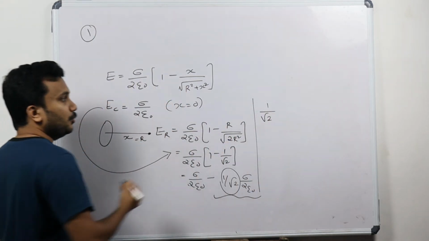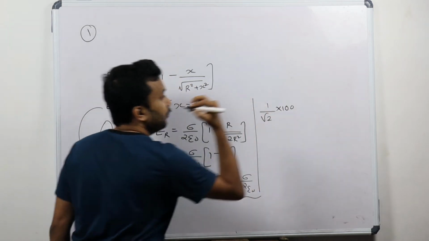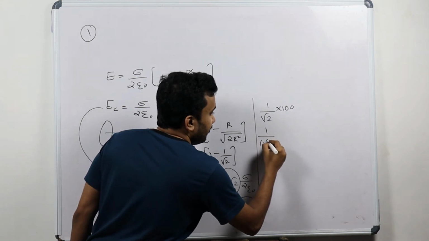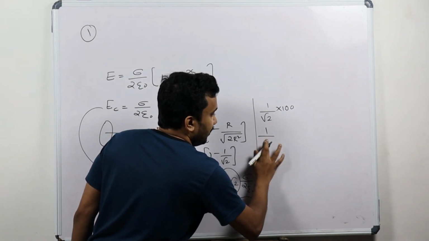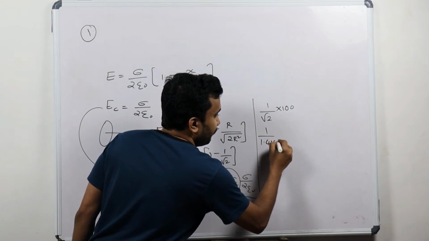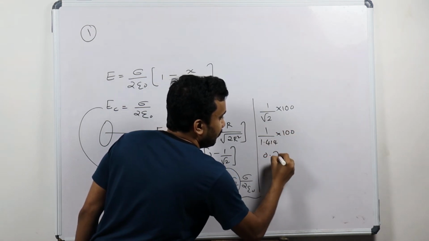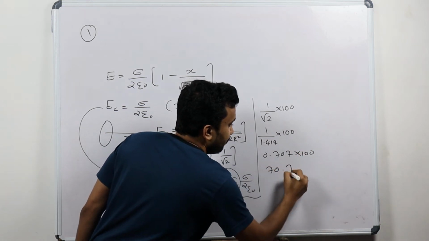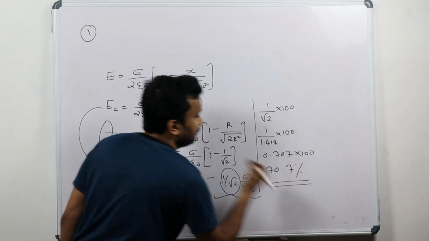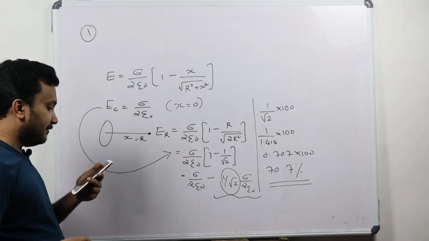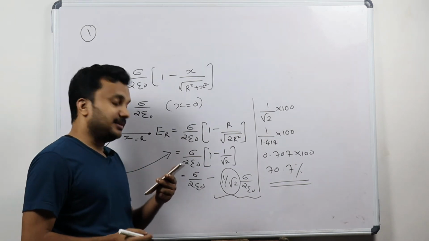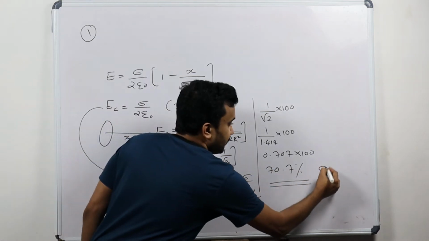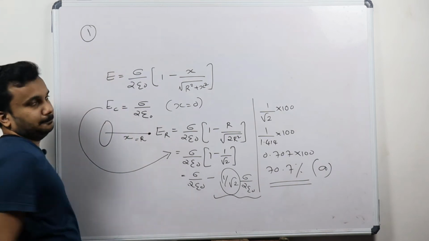If you need to convert into percentage, what do we have to do? We have to multiply it with 100. So 1 by root 2 times it is reduced. 1 by root 2 means 1 by 1.414, which is 0.707, into 100, which means 70.7 percentage. So it is reduced by 70.7 percentage. It is there in option A. So option A is the right answer for question number 1.